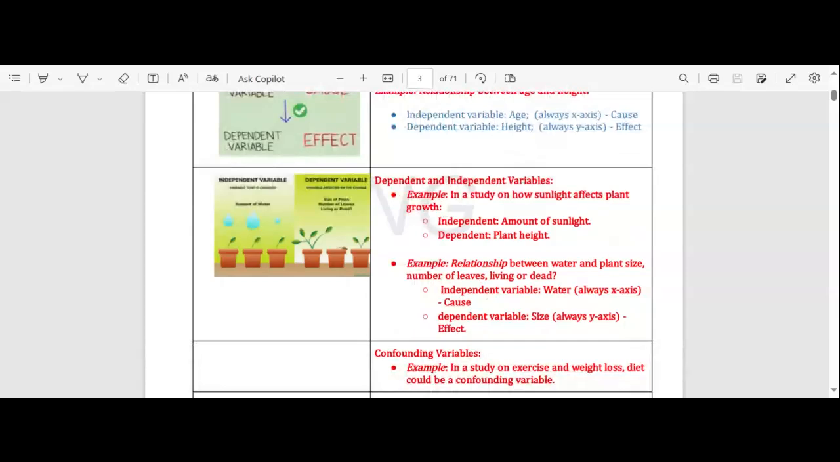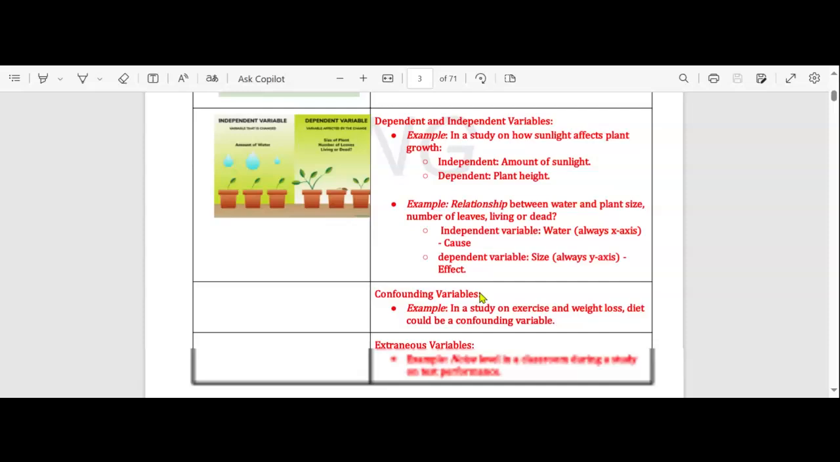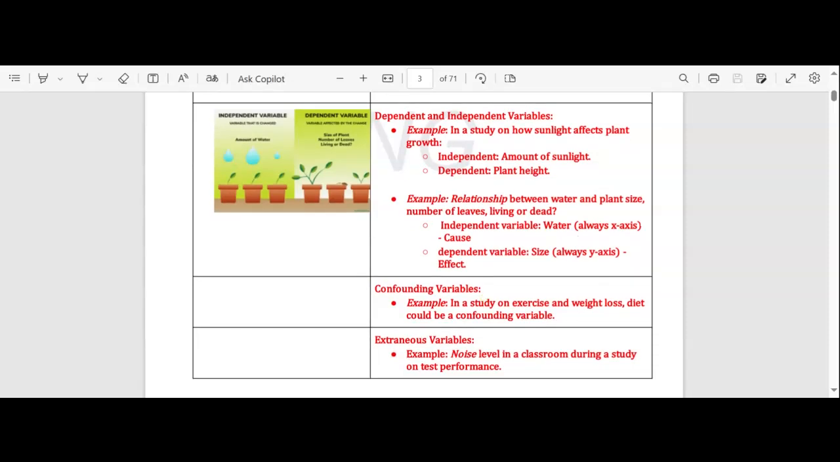All right, let's go for more examples. In a study on how sunlight affects plants' growth, the growth of plants was affected by what? Sun, right? So sun here is considered what? Independent, correct. The independent is the amount of sun. The more sun the plant gets, what happens? The plant height grows, right? So that's the dependent, the plant height.